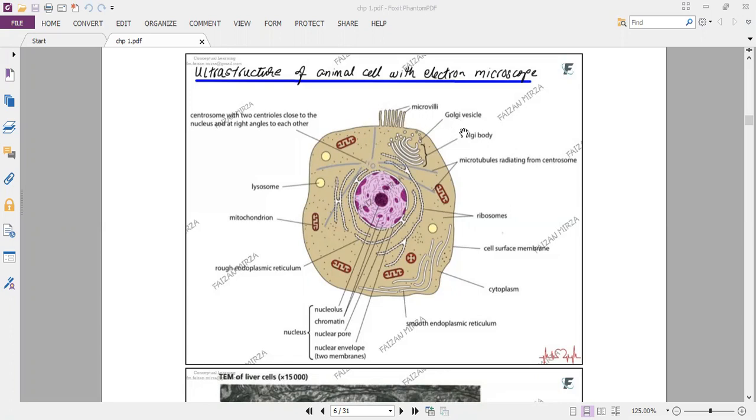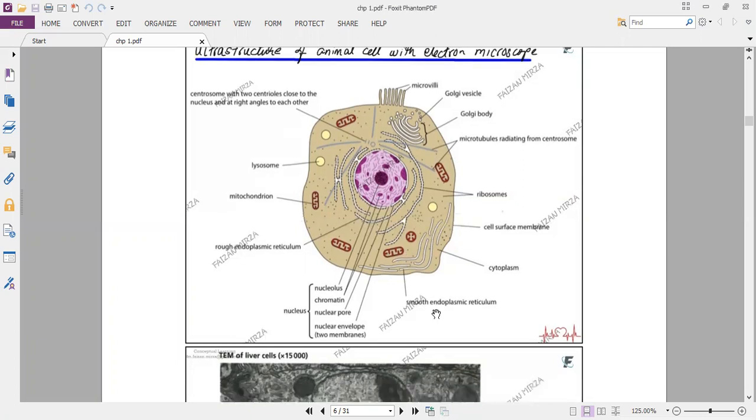You can see Golgi vesicles on the Golgi bodies, and then you can see microtubules radiating from the centrosome and traveling all along the cell. And there are ribosomes which are present free in the cytoplasm, and the ones which are attached to the rough ER. These are all 80S ribosomes. And then the cell surface membrane is mentioned, cytoplasm is mentioned, and then finally smooth endoplasmic reticulum. Although smooth endoplasmic reticulum looks quite far from the nucleus, actually it also originates from the nuclear envelope. So this is how the animal cell looks in an electron microscope.